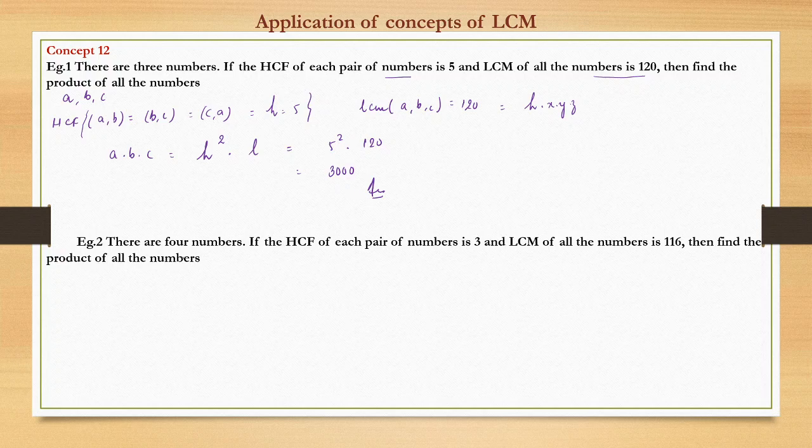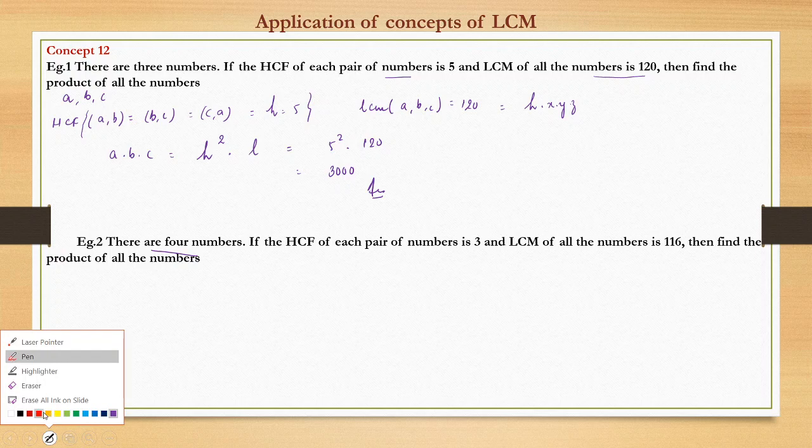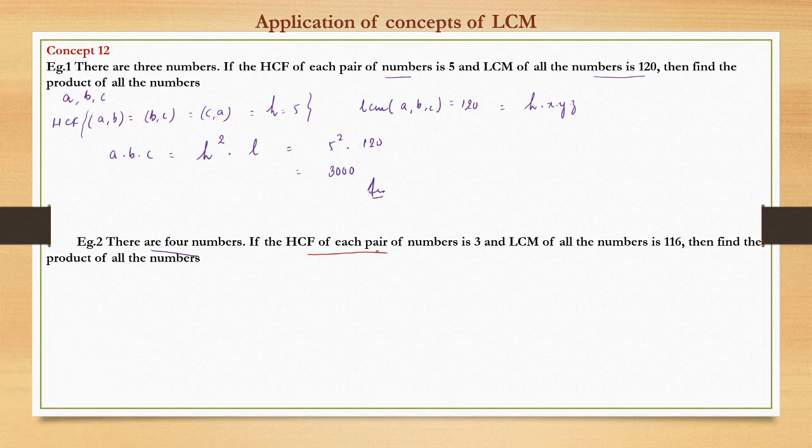Now we'll move to the next example. There are four numbers. If the HCF of each pair, we should be very careful here, only the HCF of each pair is of importance. The HCF of each pair of numbers is 3 and the LCM of all the numbers is 116. Then find the product of all the numbers.